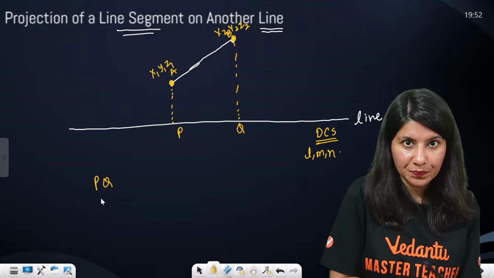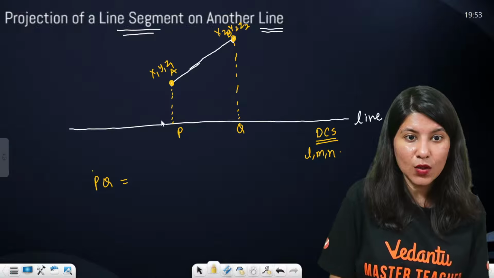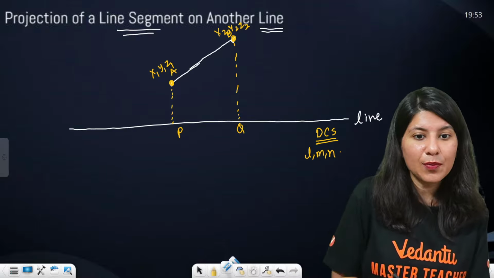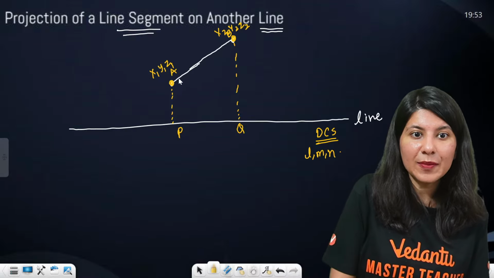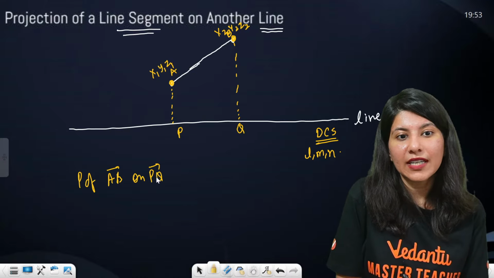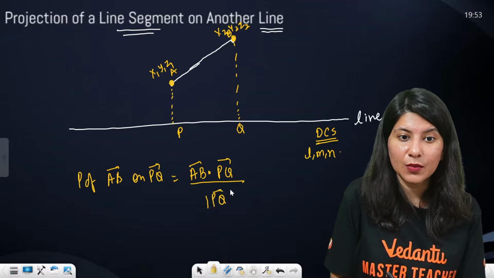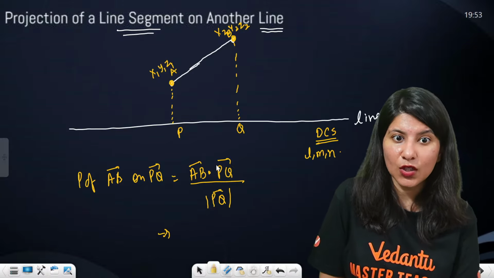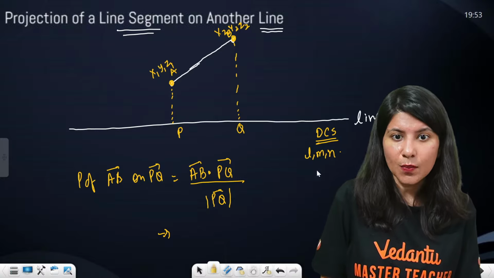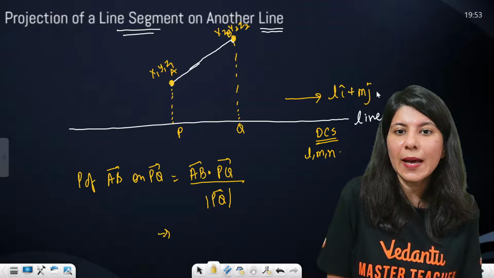So PQ will be what? First of all, we will try to figure out the projection formula. You know it, right? We are taking the projection of AB vector on PQ vector, correct? So this is going to become AB dot PQ upon the magnitude of PQ. Now what is the PQ vector? The PQ vector is L i cap plus M j cap plus N k cap.